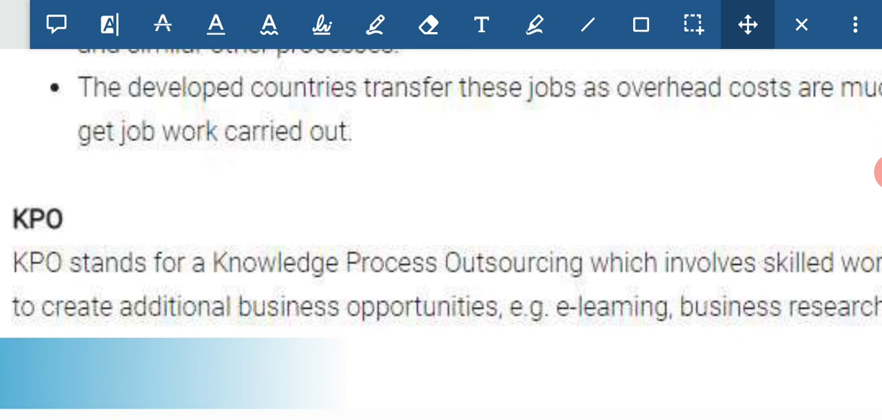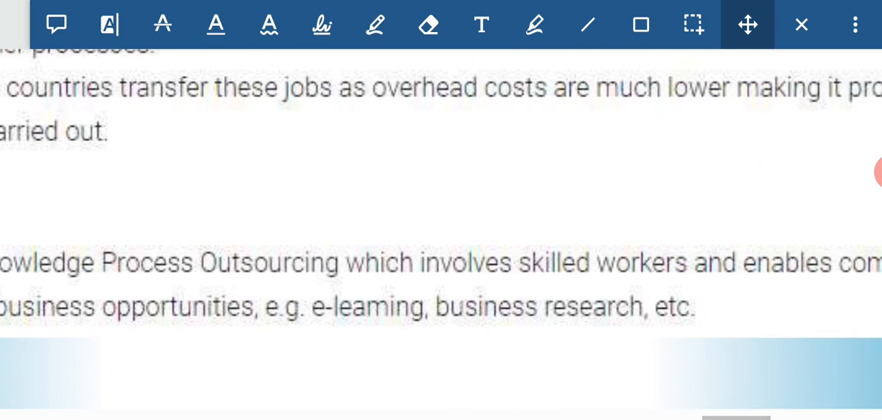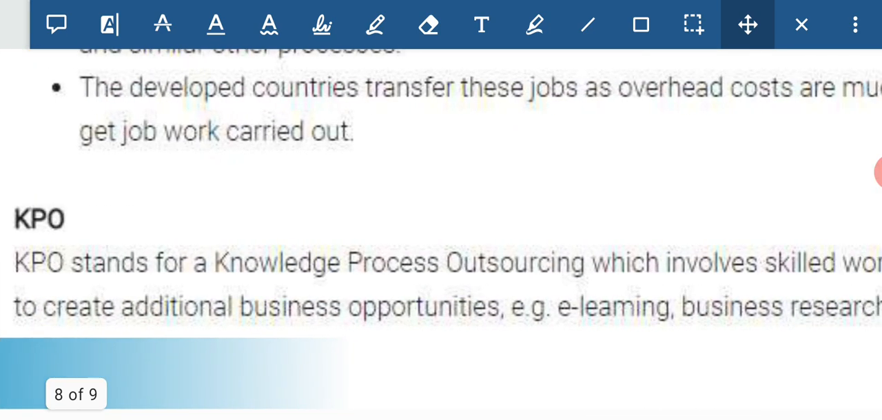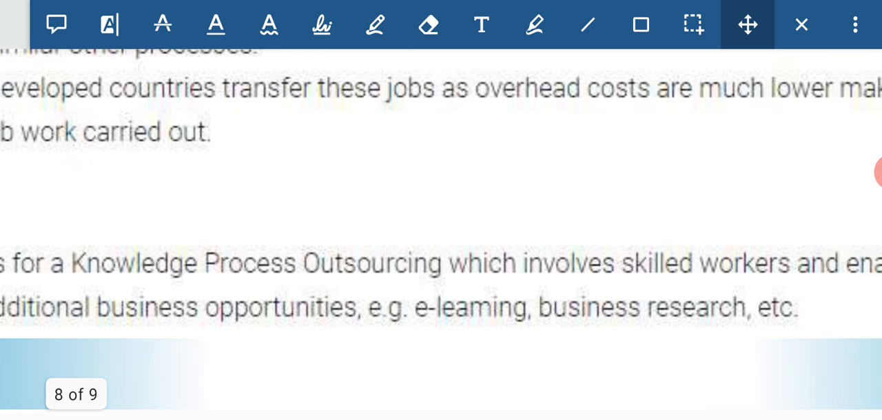Now what is KPO? KPO is knowledge process outsourcing, which involves skilled workers and enables companies to create additional business opportunities like e-learning, business research and everything. Now sitting over here, I am doing the work for outside companies. I am using my knowledge to help the outside companies flourish. I gather the data, I gather the status of the quality of that particular outside company, and then I start drawing conclusions from the acquired data. So this is knowledge process outsourcing.